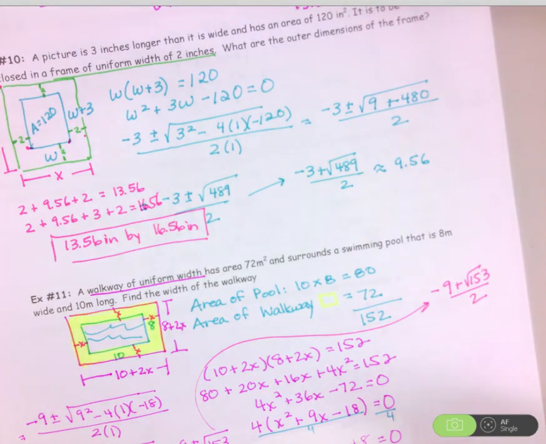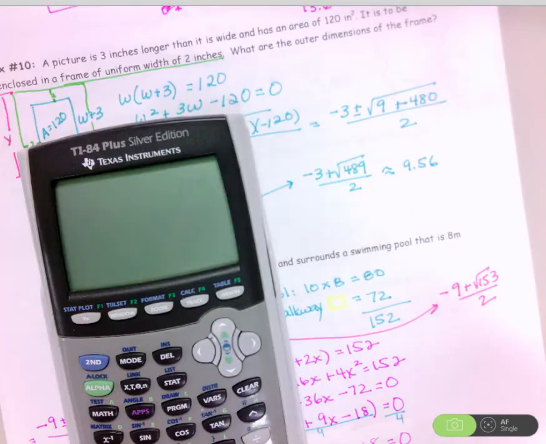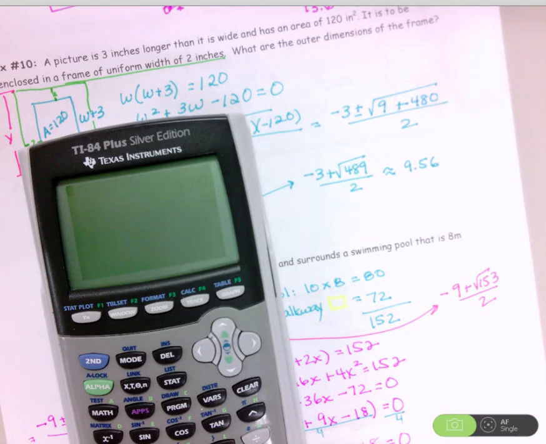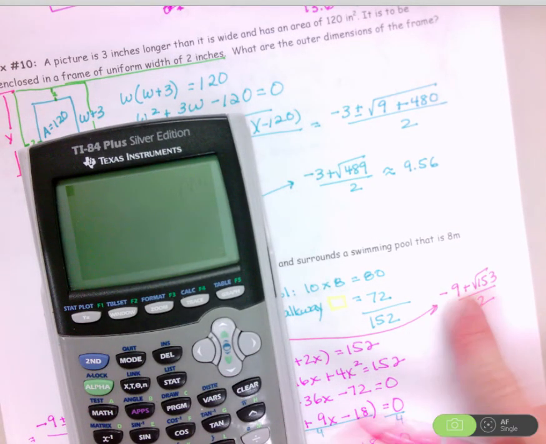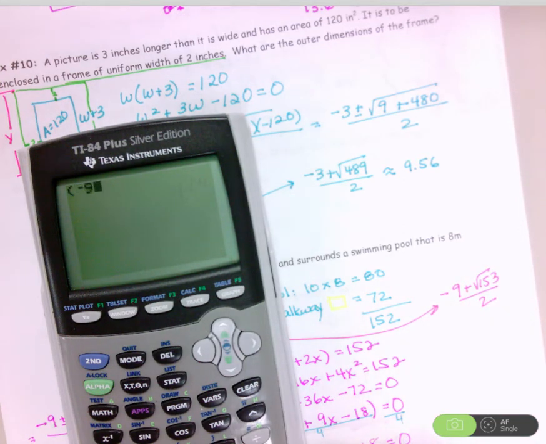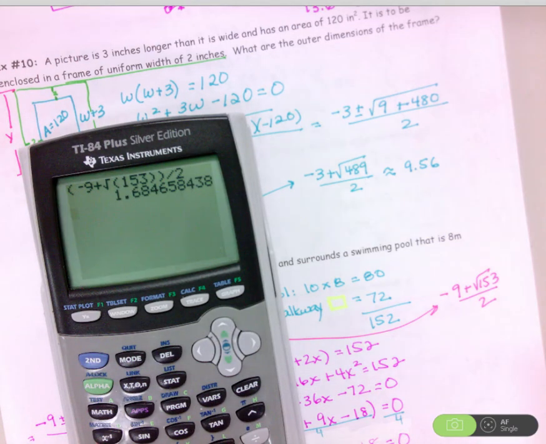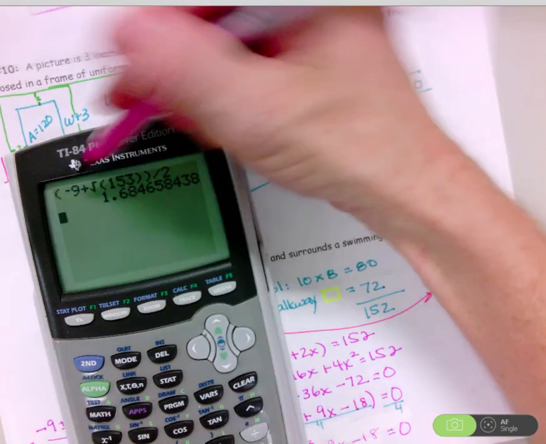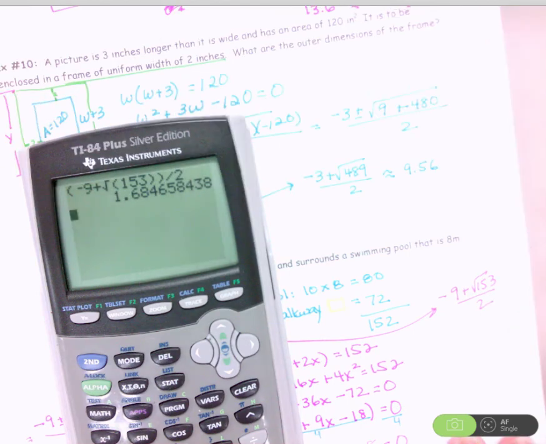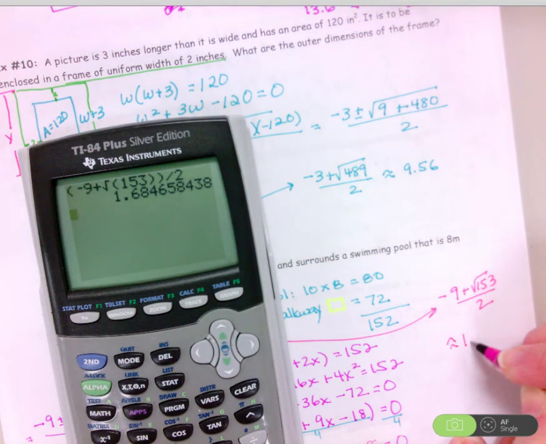So I'm going to plug that into my calculator. I've been doing it so that I hit enter after each one, but what you can do is just put the first part in parentheses, negative 9 plus the square root of 153, and then end those parentheses and divide by 2, and you'll get the same answer as if you hit enter after you did the first two things. So your answer is approximately 1.68, and that's x.